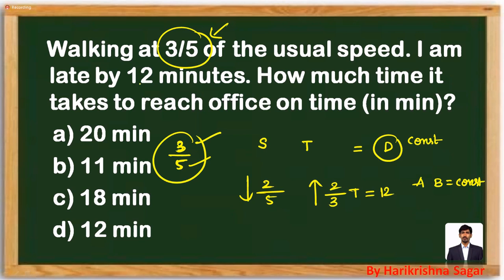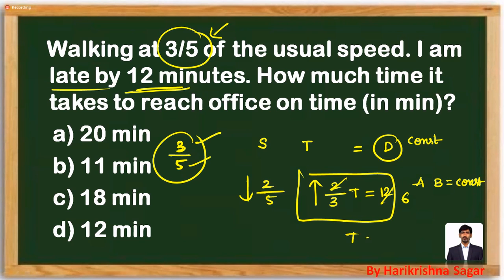That time is given as 12 minutes. You can observe, late by 12 minutes. So 2 by 3 increase in time is 12 minutes, which means the actual time will be equal to 6 into 3, 18 minutes, available as option C. Both ways are fine.